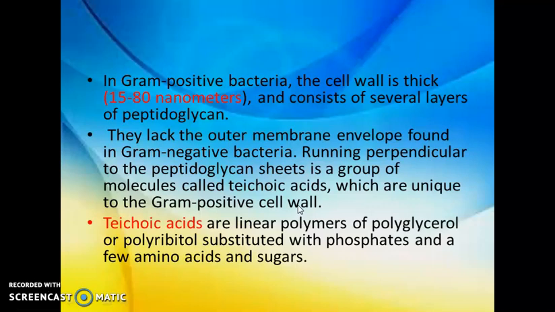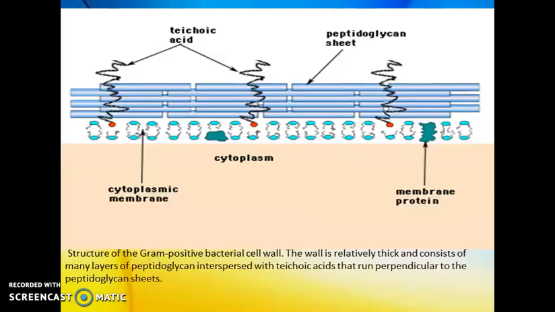So this is the composition of teichoic acids. These teichoic acids run perpendicular within the peptidoglycan sheet. The blue color is the peptidoglycan sheet, and the teichoic acids run perpendicular within it. This also shows the cytoplasmic membrane, the cytoplasm, and the proteins present within the cytoplasmic membrane, called membrane proteins. So this is the structure of a gram-positive cell wall.